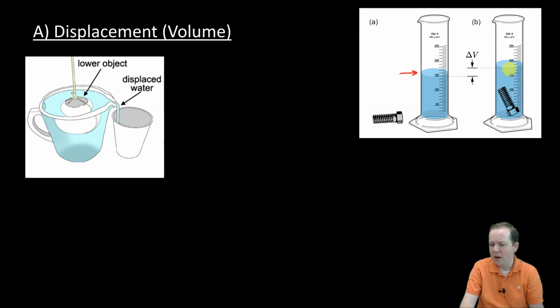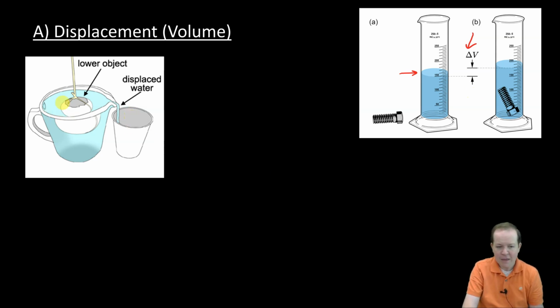So, look right here, comparing these two, the water rose a little bit. This difference, notice there's that symbol, that change in. The change in volume must mean the volume of the bolt is that volume. We say that's the displacement of the fluid.